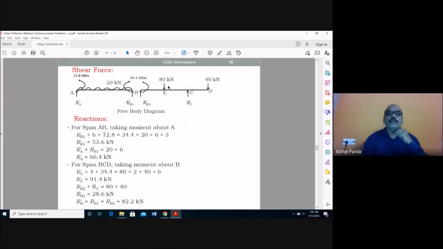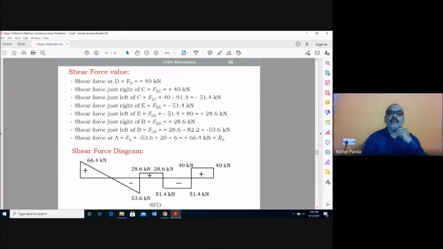Then the shear force left side of E. When you are considering the left side of E, what is the force you are having? 80 kilonewton, and this is a downward force. Downward force is positive. So minus 51.4 plus 80, downward force positive. Here you got 28.6 kilonewton, left of E.